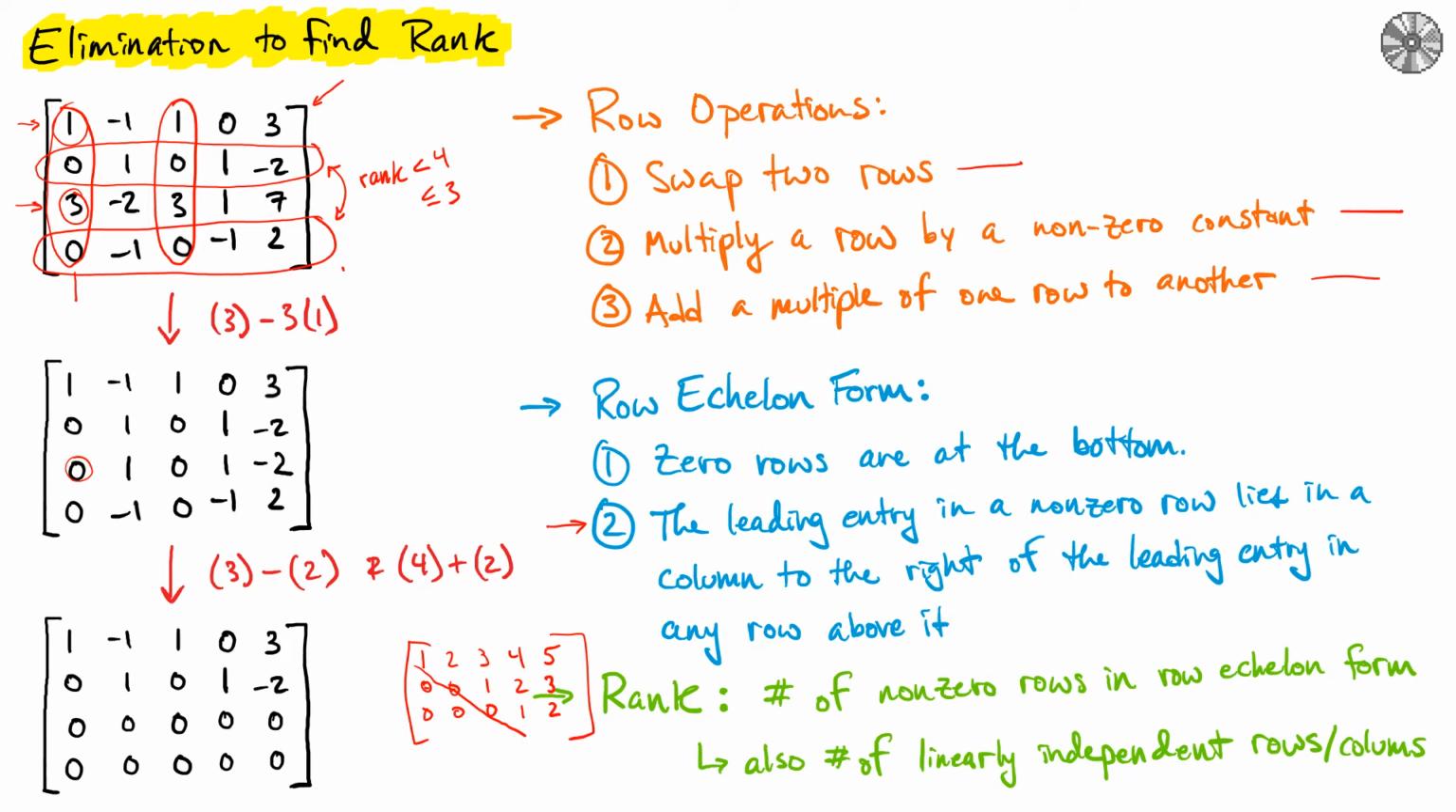Then I take -2, and I subtract away 3 times -1, and that gives me a +1. Then I take 3, and I subtract away 3 times 1, and that gives me 0. I take 1 and I subtract away 3 times 0, and that still gives me 1. And I take 7 and I take away 3 times 3, and that leaves me with -2.